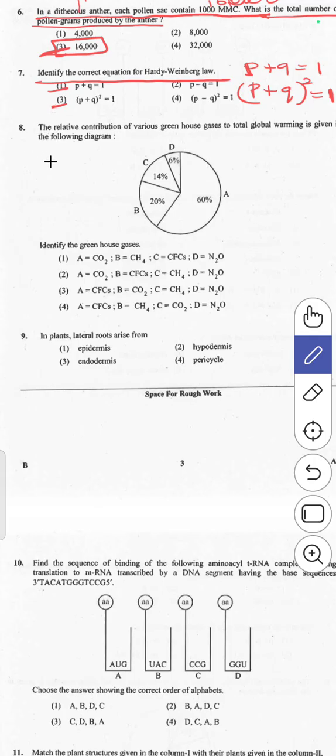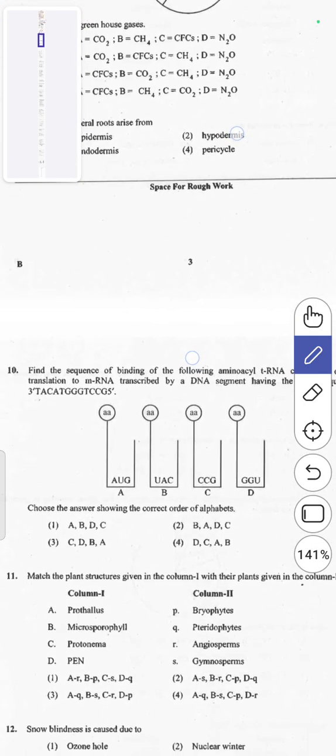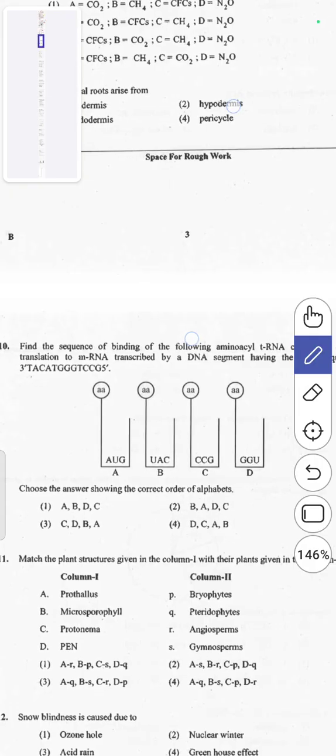Next, the eighth one. This eighth question is from a chapter which has been eliminated by the NCERT, so don't worry about this one. We'll directly go with the next one.